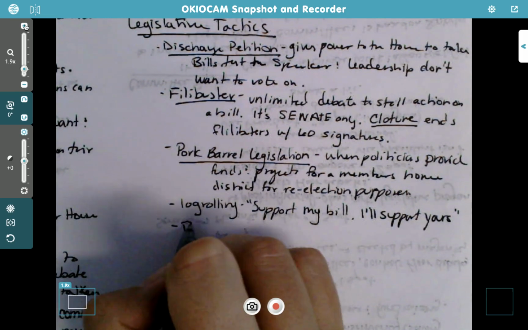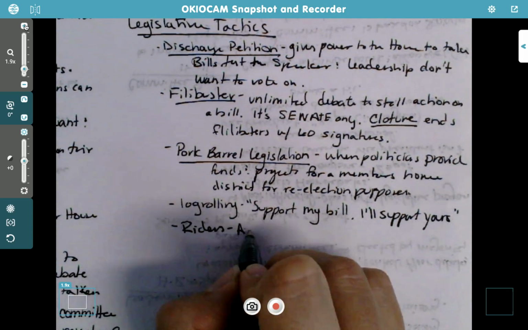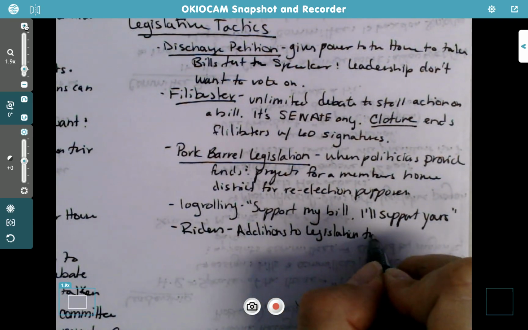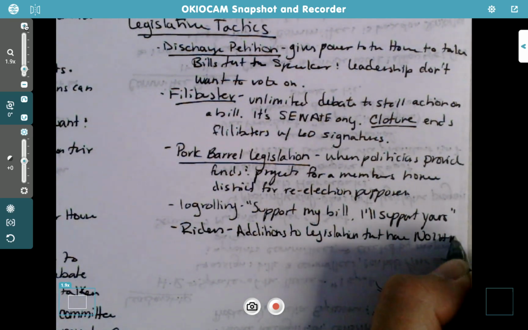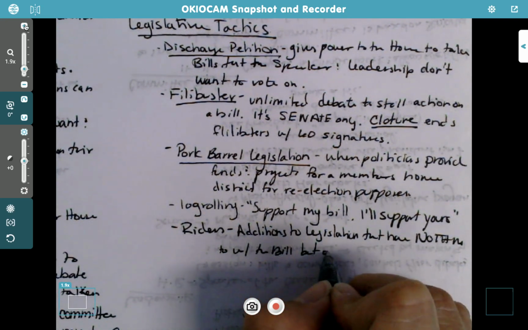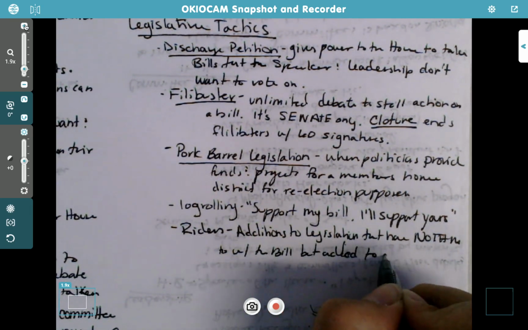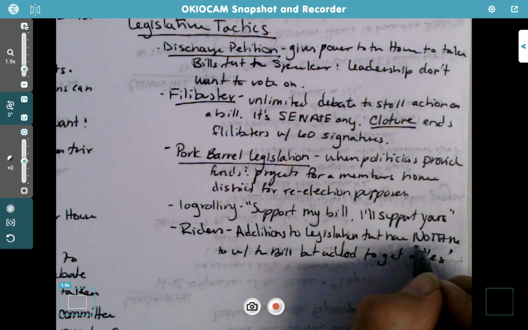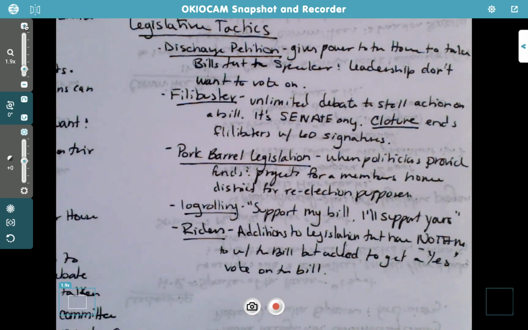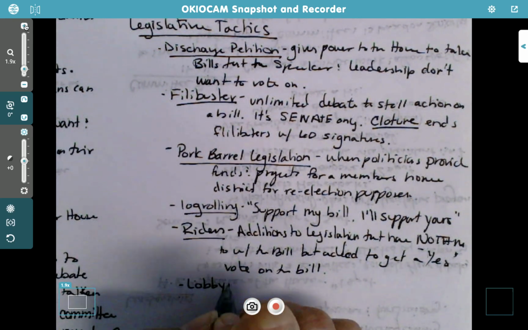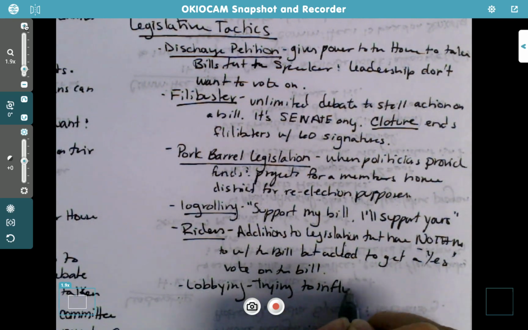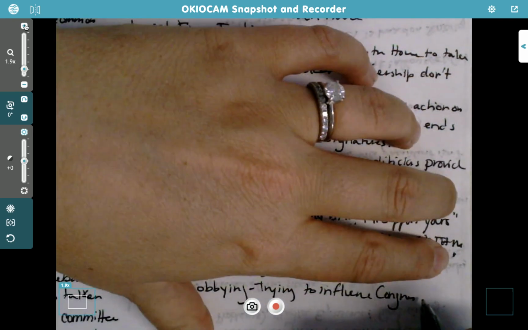Then you have riders, additions to legislation that have nothing to do with the bill, but added to get a yes vote on the bill. Lobbying. We are so close. Trying to influence Congress members.